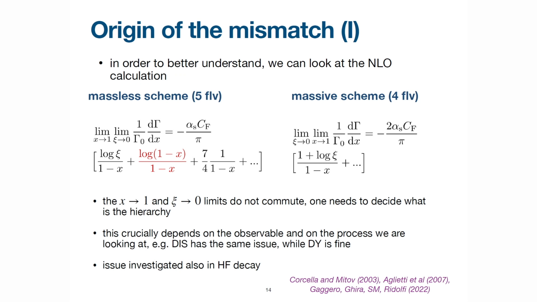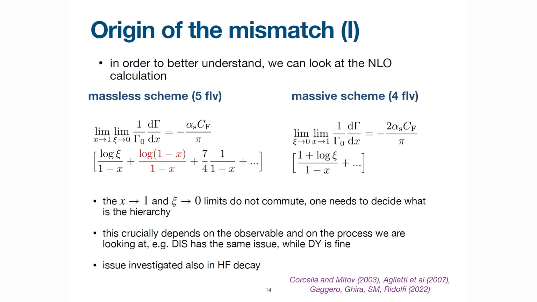And what you find is what you just said. You have a double log of x, which maps into double logs of n, and a single log times the log of the mass. If you do the limits in the reverse order, which is what you would do in the massive scheme, then you only have a single log of x, 1 over 1 minus x times the log of the mass. So it's clear that the two limits do not commute. For instance, if you try to do the same for Drell-Yan kinematics, so b b-bar into X, the two limits do commute. And you can match the two calculations without a problem.